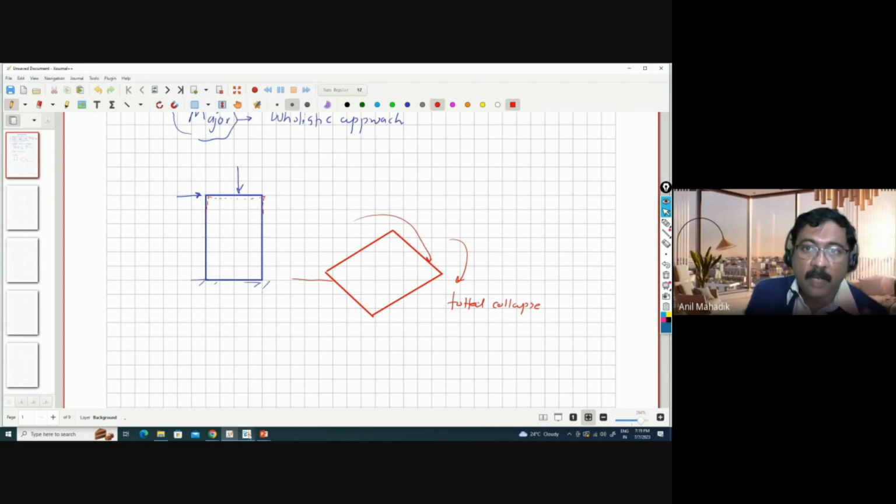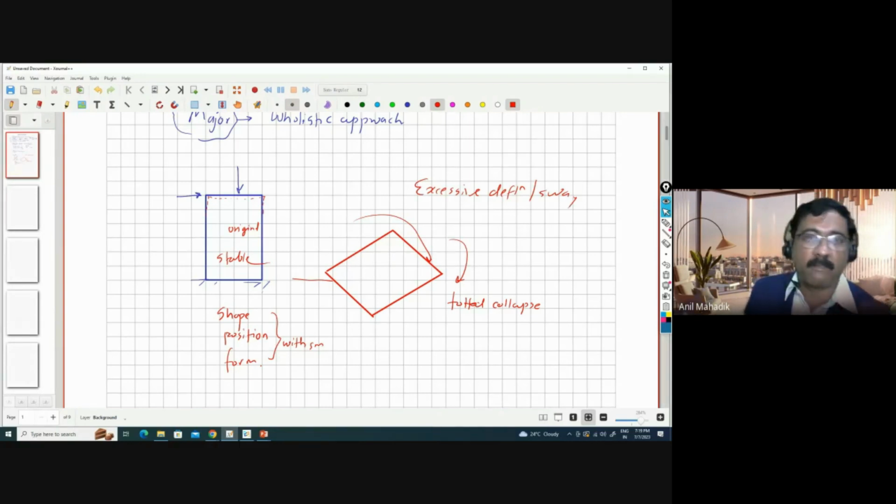So try to understand that if the structure remains in its original position, shape, or I can say form, after the load application with small deflections, small deflection is okay, then this structure is stable. And if it is something like this, excessive deflections or sway, it is a failure. So this is the overall general term or definition of stability.